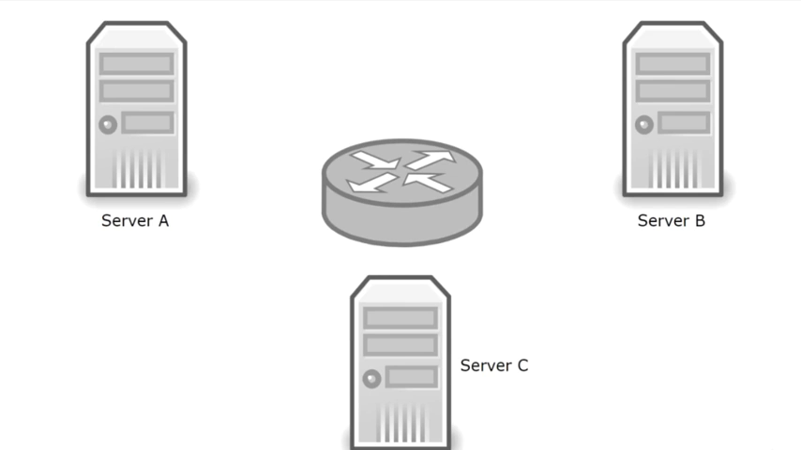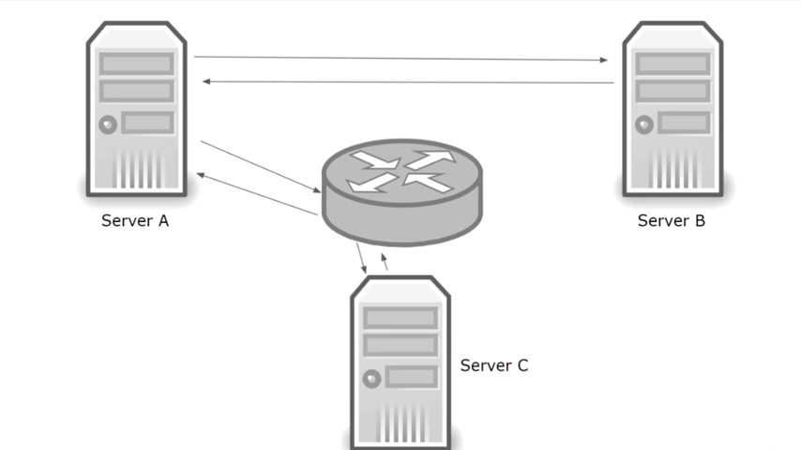So for example, let's say we have server A, server B, and server C. Server A and server B are on the same network. So they will talk directly to each other without a problem or needing a default gateway. Now we also have server C here, which is on a different network. In order for server A or server B to talk to server C, they must go through a router to get to server C, and this router is the server's default gateway.